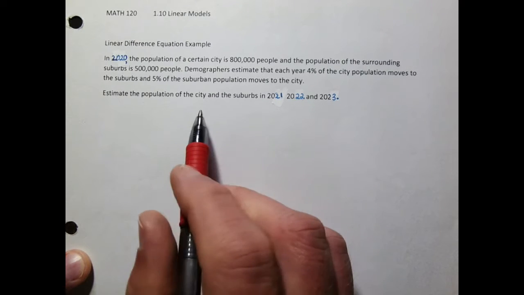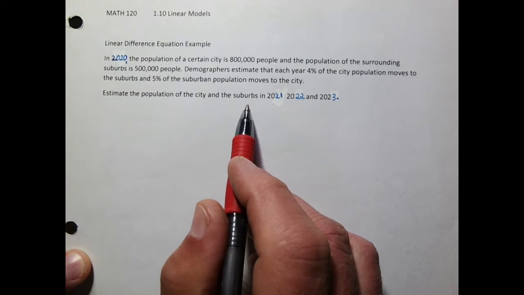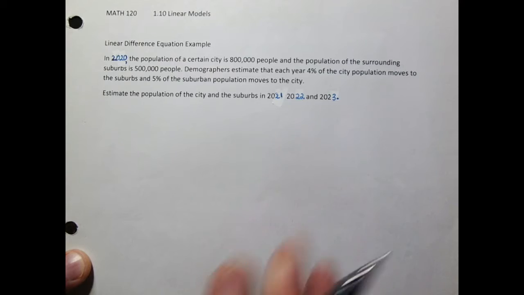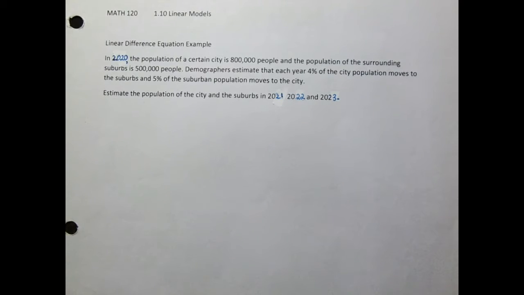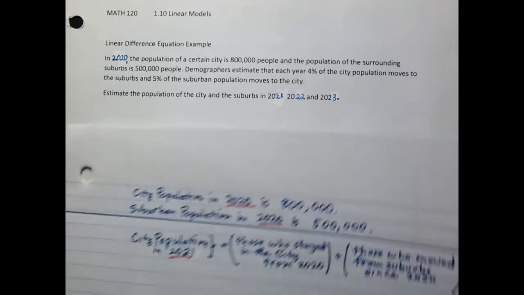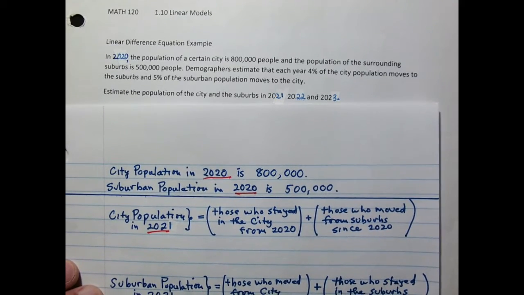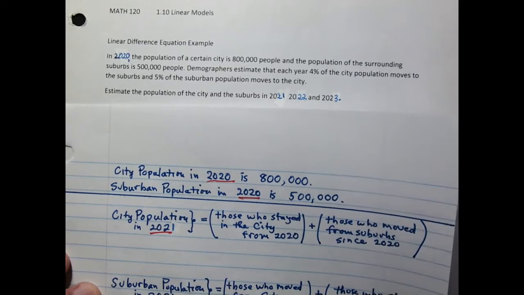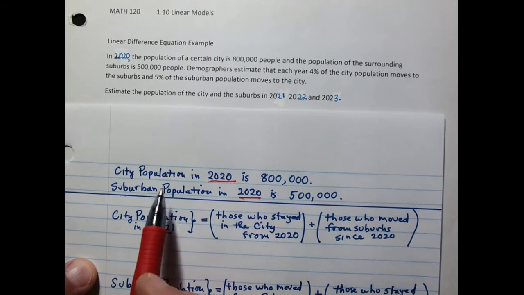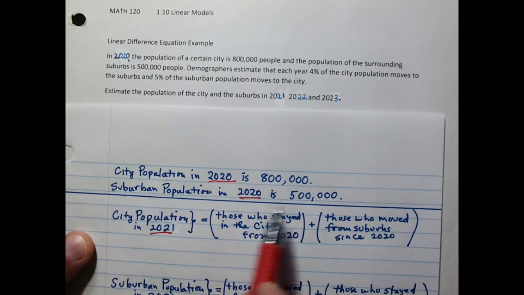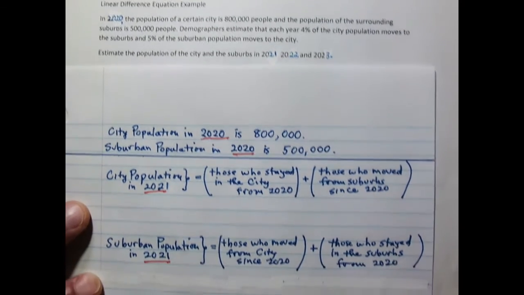So we want to estimate the population of the city and the suburbs, both populations, in 2021, 2022, 2023, over the next 3 years. So let's see how we can organize our information here, and let's see if this all fits. So of course, in 2020, we know the city population is 800,000. Suburban population is 500,000. That's our starting point, right?